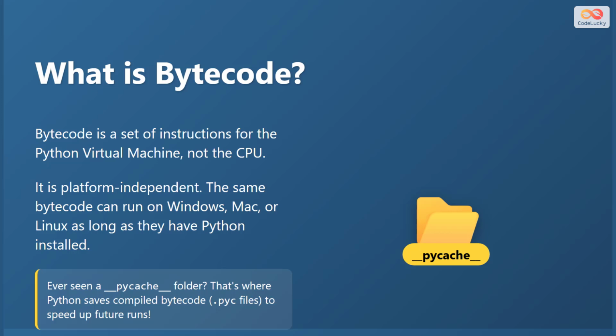Bytecode is a set of instructions designed for Python software, not for your computer CPU. It is platform independent. If you have ever noticed a folder named __pycache__, that is where Python saves this bytecode so it can skip the compilation step next time you run your program.